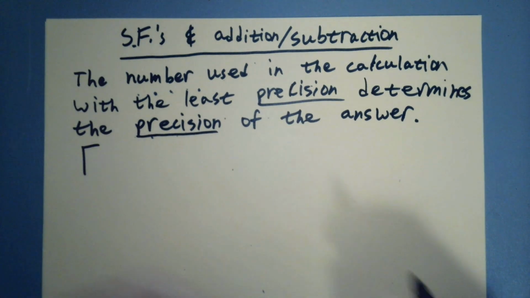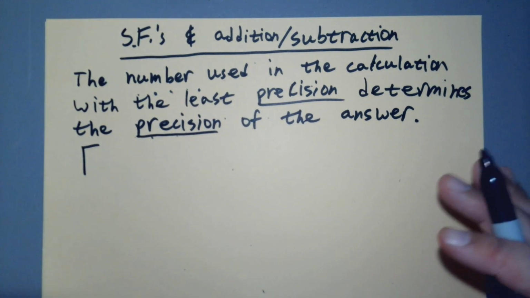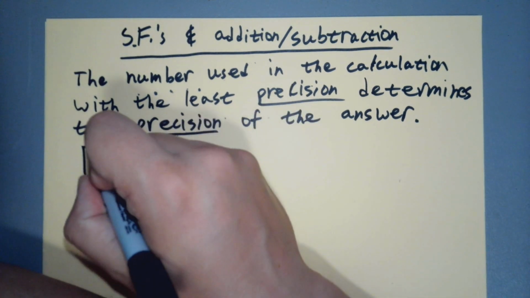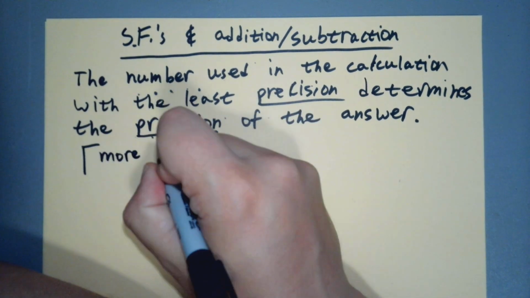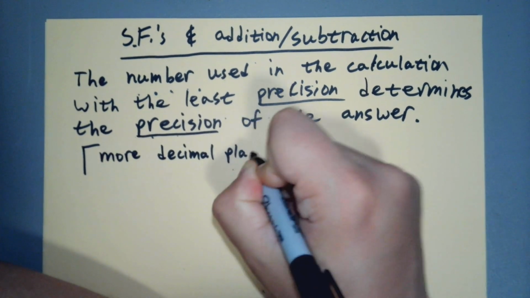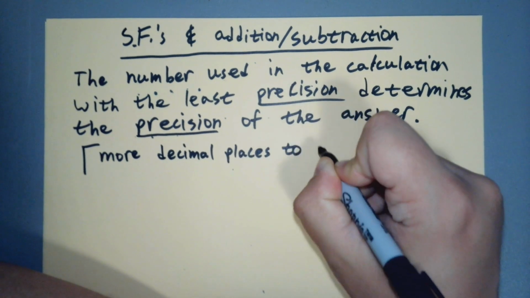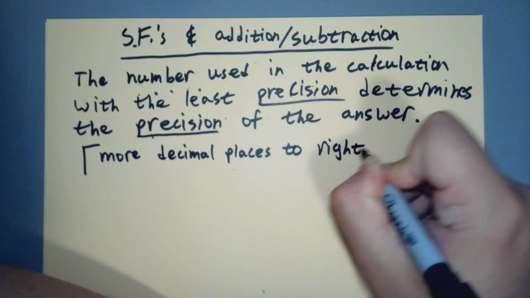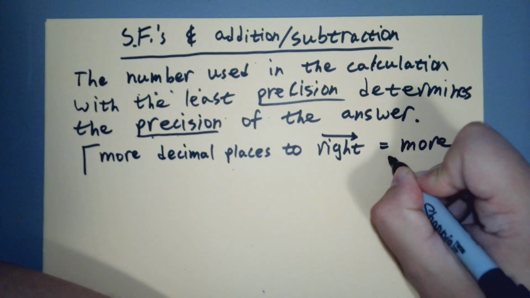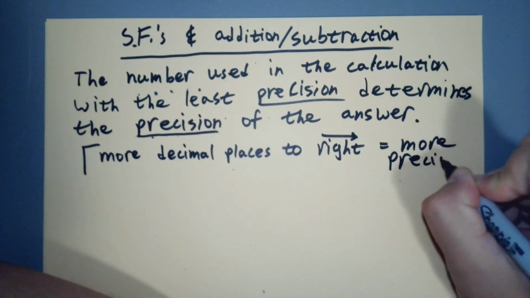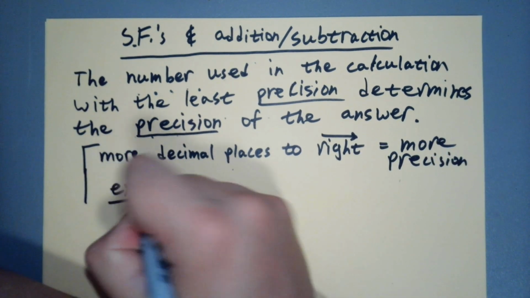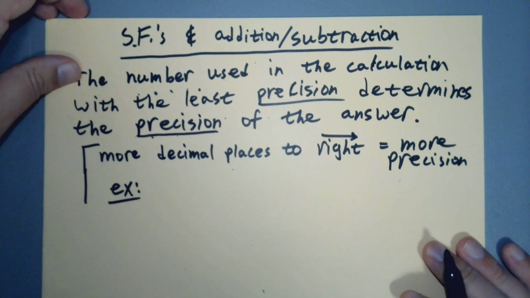And so let's talk about precision for a second. We're going to do a little side trek here. So, what does precision mean? More decimal places to the right equals more precision. That's kind of the quickest, easiest way to explain it.